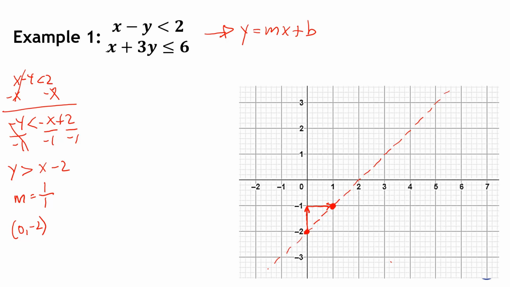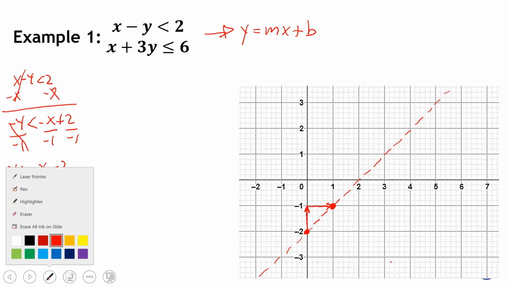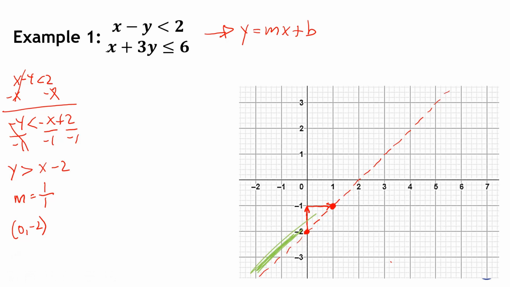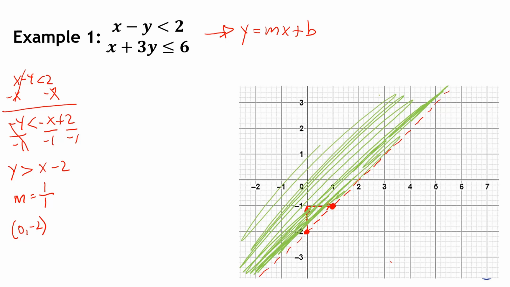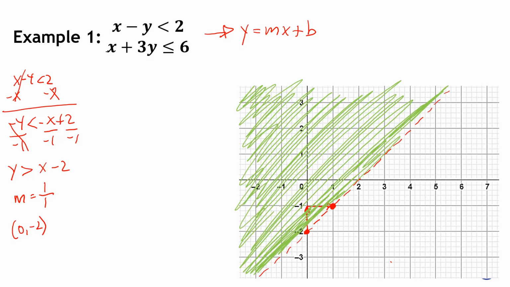There you go. And then I will shade, since it's greater than now, right? The reference here is the y equals mx plus b form. That's the greater than symbol. So we will shade the upper region of this inequality. So let me use the yellow green there.